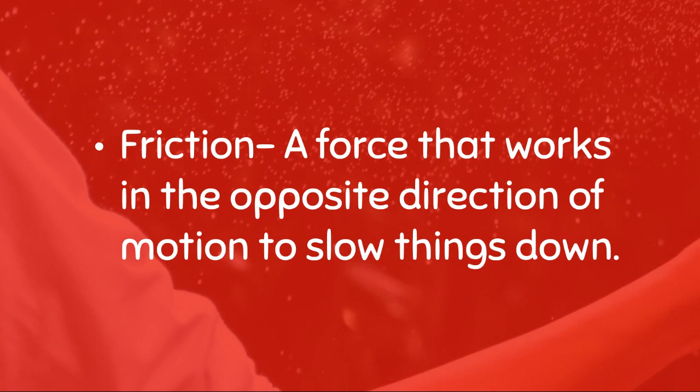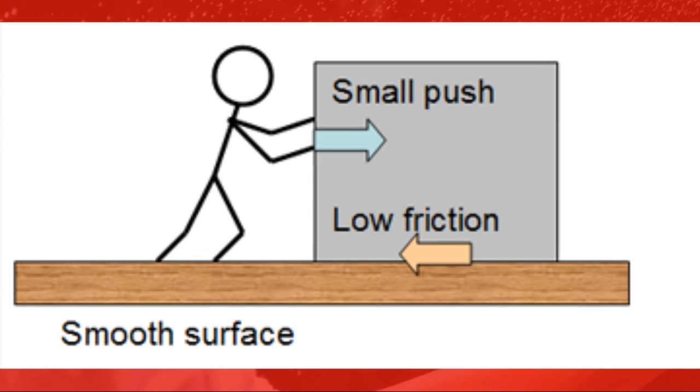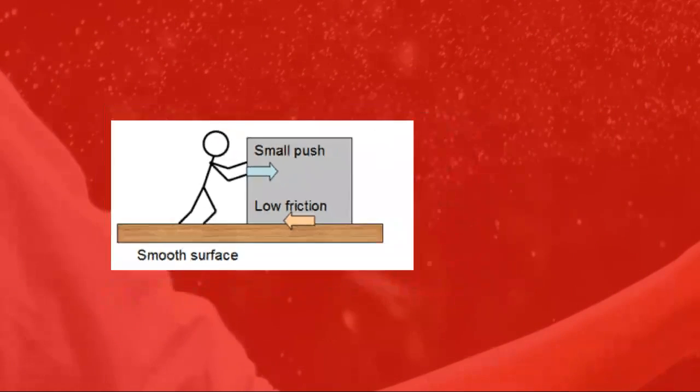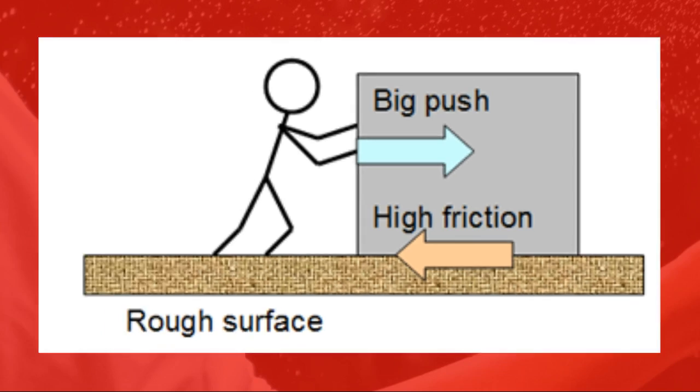Friction is a force that works in the opposite direction of motion to slow things down. So this could be either strong or weak with friction also. So if you have a smooth surface and you're trying to move something, there's going to be low friction. So it's going to be easier for you to move because there's less resistance. And with a rough surface, there's going to be high friction. You're going to need to use a really big push to get something across a rough surface floor because there's more friction, more to interact with.